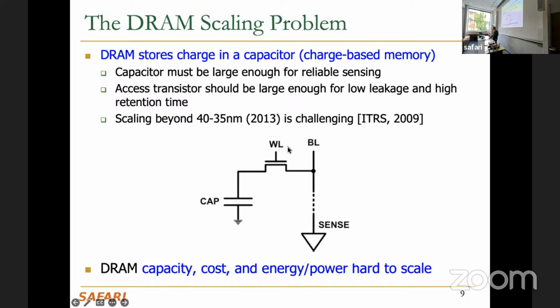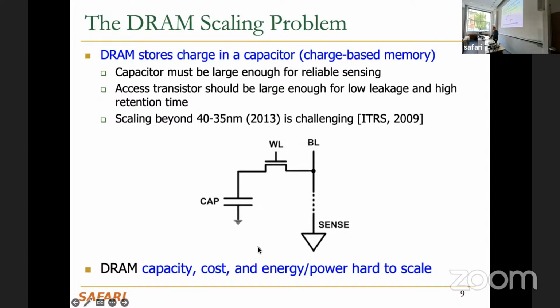So we're going to talk about DRAM in this course a little bit more later also. But DRAM really stores charge in this capacitor. It's charge-based memory. And then there's the access transistor that enables access if you enable the word line over here. And then there's a bit line. Essentially, you connect the capacitor to the bit line as we've shown in the past, right? So for this to work, all of these structures need to work. The capacitor needs to be large enough for reliable sensing. The access transistor and the sense amplifier and the sensing circuitry need to be good enough for low leakage and high retention time.